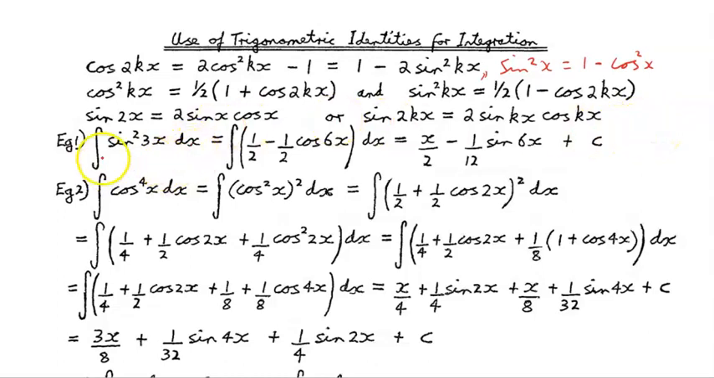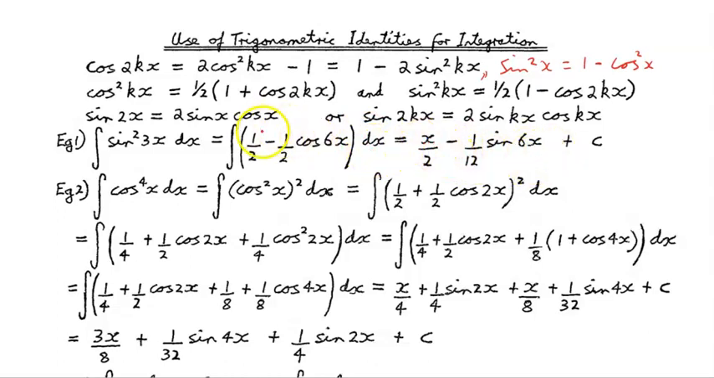So let's have a look at our first example. Sine squared 3x. Sine squared of 3x integrated with respect to x will give us, using this relation here, sine squared kx, where k is 3, a half times 1 minus cos 2 times 3, which is 6x. So we'll have the integral of a half minus a half cos 6x with respect to x. There should also be a plus c here. I'll save that till the end.